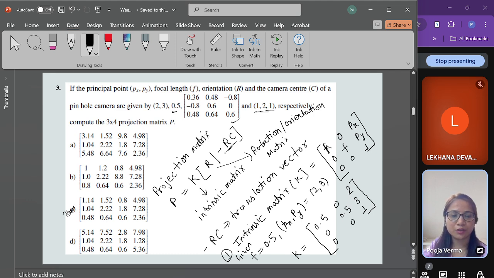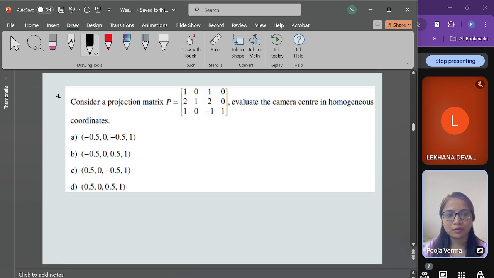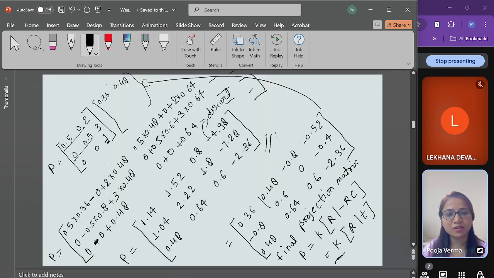Okay, so have you understood this question, how to solve it? If these points are given, you have to calculate the projection matrix. First you need to find the intrinsic matrix K and calculate the translation vector, put all those values in matrix form and multiply with these two, and you will get the final projection matrix. Okay, so have you understood this question? You can match it here also.